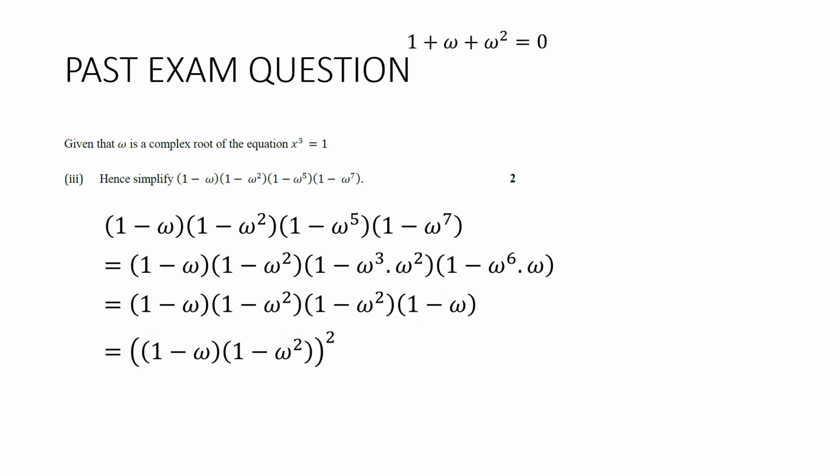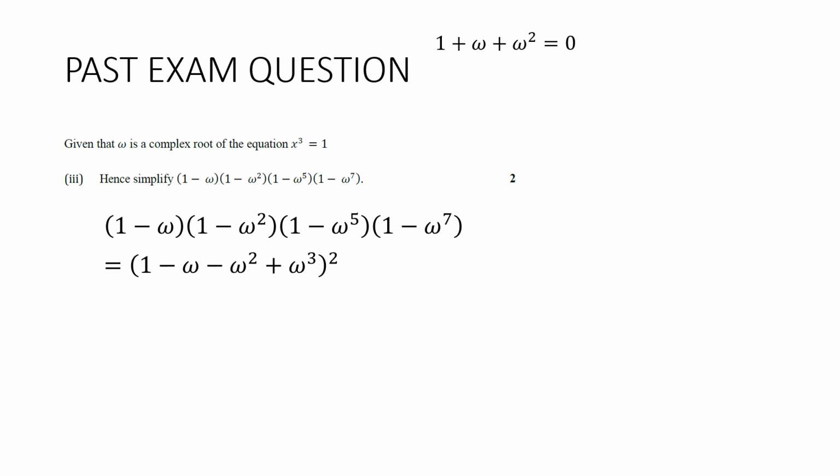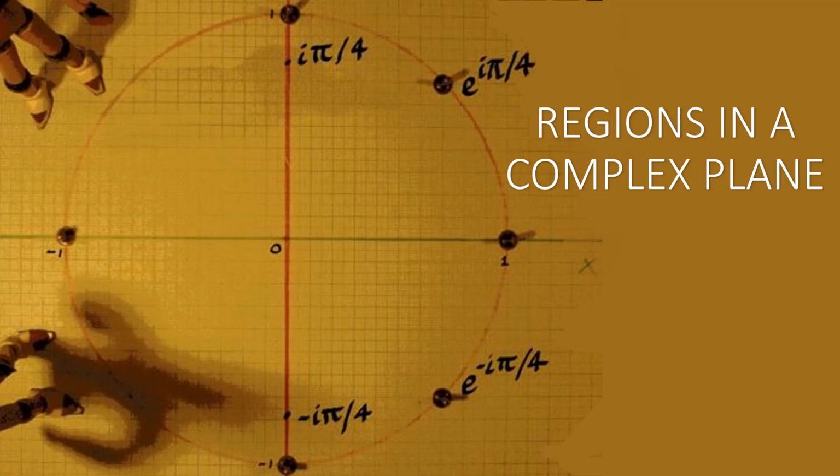And now I'm going to expand through these brackets, like this. Now we know that omega cubed is equal to 1. Now up here is what we proved in part 2. I'm going to make 1 the subject, and it's equal to negative omega take away omega squared, which is here. So this is equal to 1 plus 1 plus 1, all squared, which is 9. Okay, that's it. Our last lesson in this topic is about regions in a complex plane.